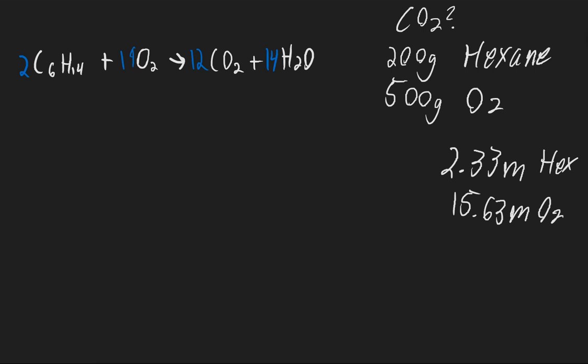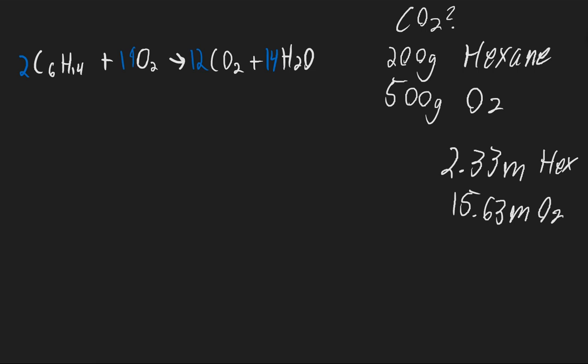Alright, so now we know how many moles of each molecule we have. So which one of these is our limiting reagent? Well, we want to be careful. We might want to jump and say, oh, there's less moles of hexane than there are moles of oxygen, so hexane has to be our limiting reagent.